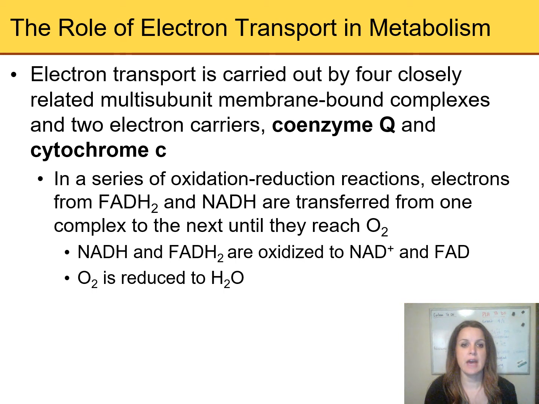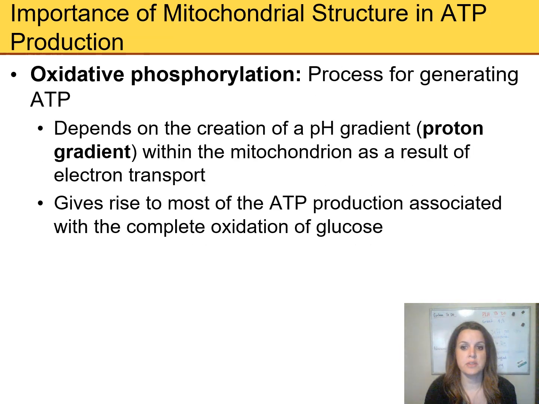And so basically what we have is a series of oxidation and reduction reactions where electrons are transferred from FADH2 and NADH to each complex until they eventually reach oxygen. Ultimately, NADH and FADH2 are oxidized and oxygen is reduced to water. What's really cool about this is that those complexes are also involved in creating a proton gradient or a pH gradient. And we're going to learn about that more in the second part of chapter 20. But this process ends up being the driving force for creating ATP, which is known as oxidative phosphorylation.